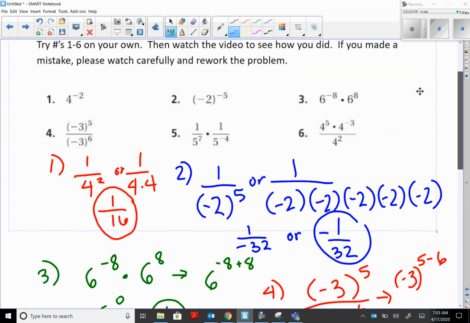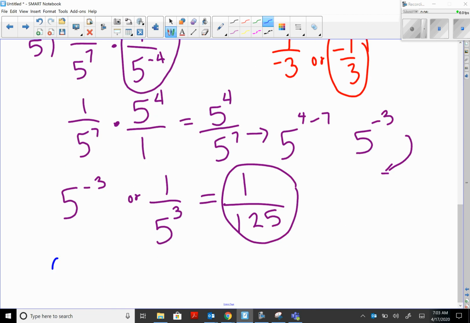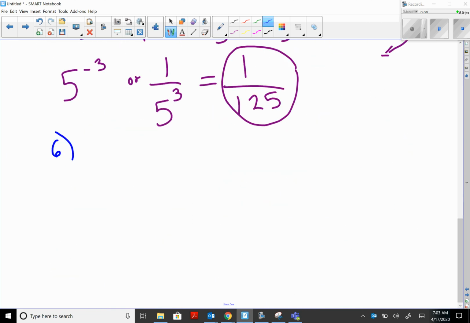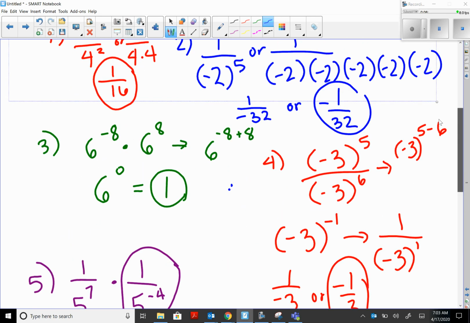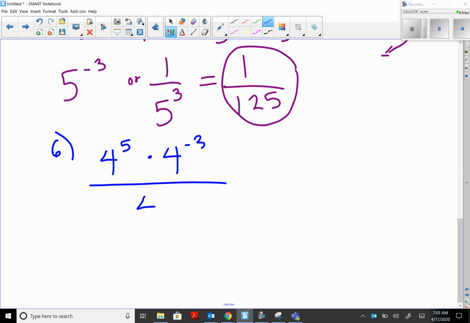Okay, last one. And I really ran out of room, so I'm going to rewrite it down here. 4 to the fifth times 4 to the negative third. Let me give myself some more space. 4 to the fifth times 4 to the negative third power over 4 to the second power.